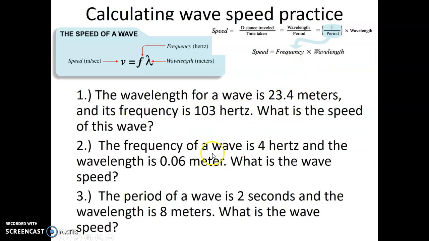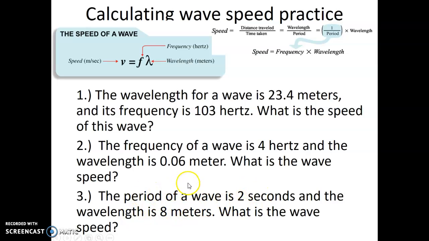Okay, number 3 is a little bit different. Number 3 says the period of a wave is 2 seconds and the wavelength is 8 meters. What is the wave speed? Well, if you remember back to last week's notes, the period is the time that it takes to complete one cycle. So 2 seconds is the time that it takes to complete one cycle. And if you remember, frequency is equal to 1 divided by the period. So I need to solve for the frequency first before I can solve for the speed.